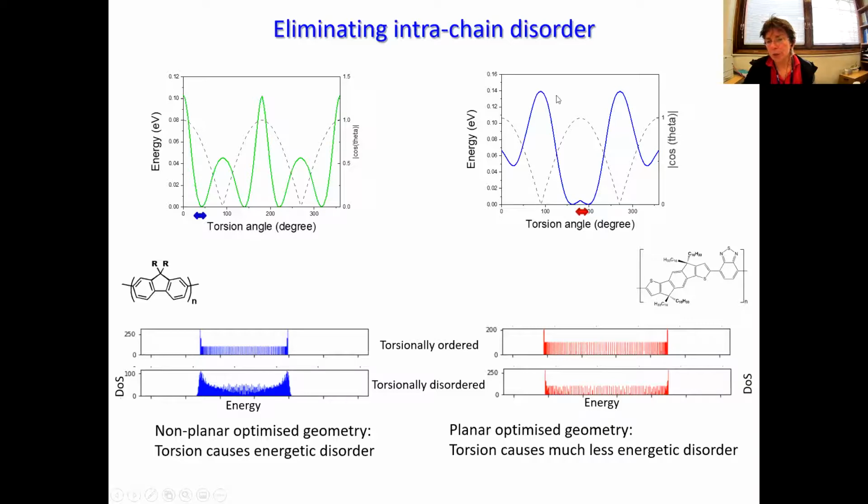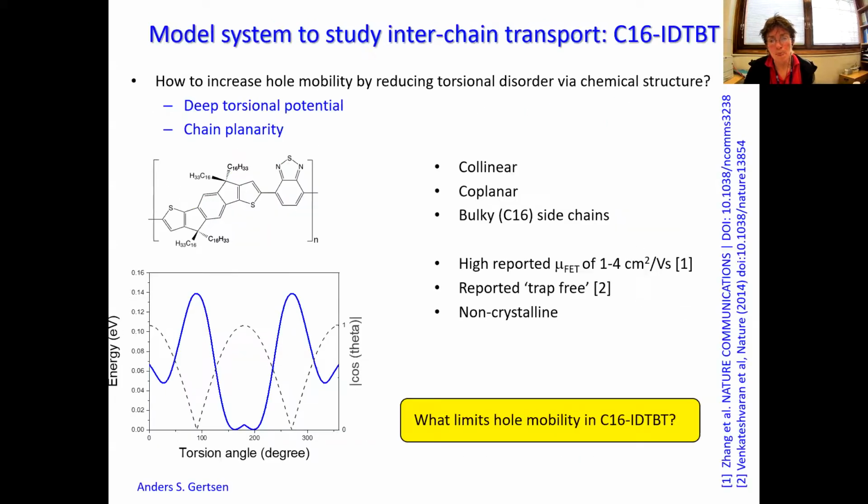And in that situation, the ground state geometry coincides with the case when the electronic coupling is the highest, and then having torsional disorder in the polymer is not likely to broaden the density of states by a great deal. And so the impact of torsional disorder on the energetic density of states is going to be more slight. So we expect IDTBT to be good for that reason.